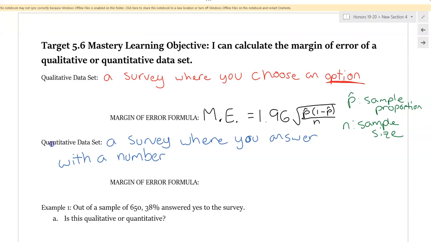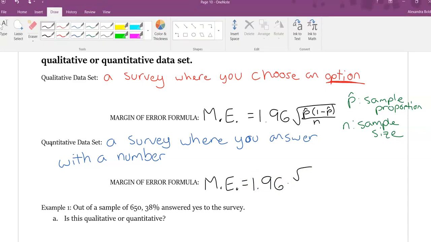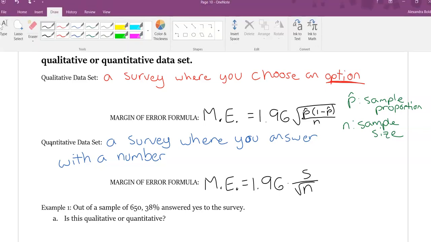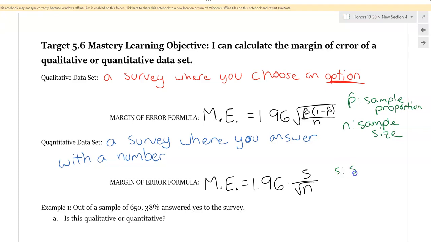Our margin of error formula for a quantitative data set is: the margin of error equals 1.96 times, that's not right, sorry. Erase that square root. Times s over the square root of n. The square root goes on the bottom only for this one, so there are slight differences here. S is your sample standard deviation, and again, n is your sample size.